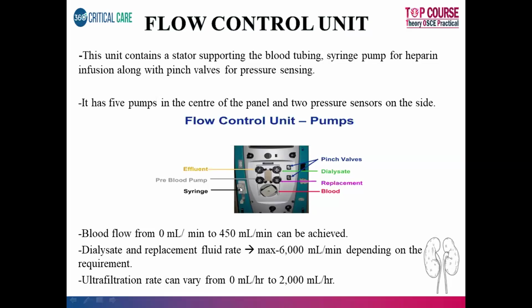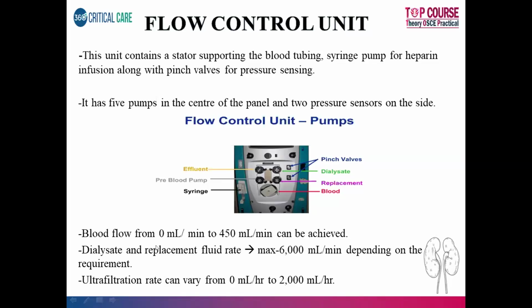And here you have a syringe to be placed for your heparin anticoagulation or any other anticoagulation which we are planning. It will be placed here. Okay. So the blood flow in the CRRT machine can be adjusted from 0 ml to 450 ml per minute. So the maximum is around 450.